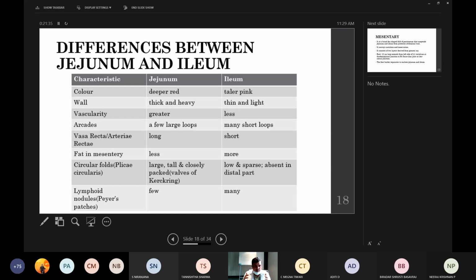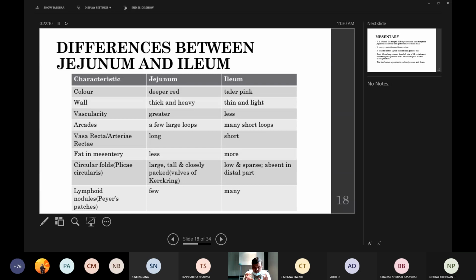Few large loops of arcades are present in the walls of the jejunum, whereas many short loops are present in the ileum. The vasa recta is where the arcades again give rise to smaller minute branches, which form a network, a plexus. That is the vasa recta. The vasa recta of the jejunum is long, whereas in the ileum it is short. Fat in the mesentery is less.